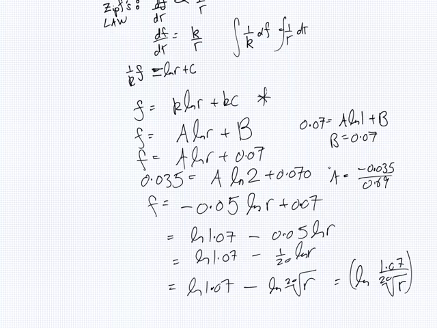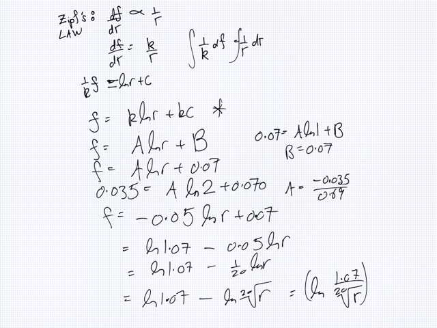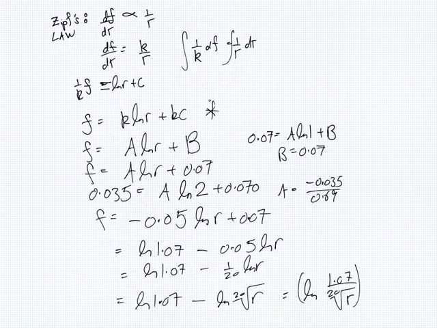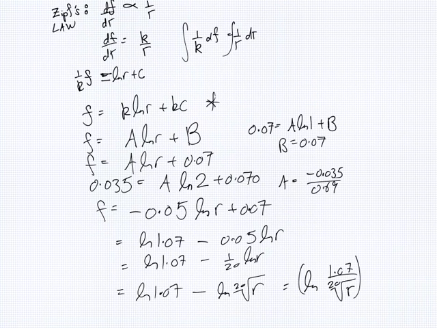Let's just test this out. Can you take this formula, and if we type in 1, we should get 7%, and 2, we should get 3.5%. So Andrew, could you put in r is 1, and Monica, could you put in r is 2, and Lee, can you put in r is 3, and we'll see what the next one is.